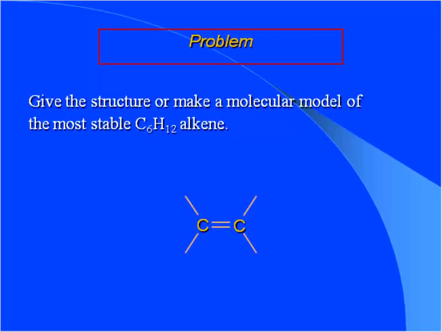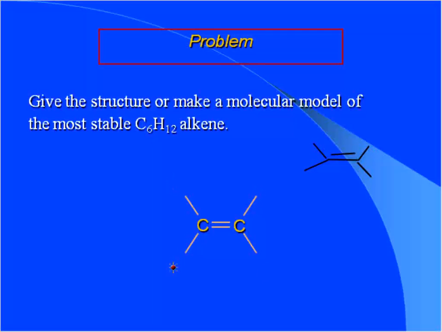Now here is a problem for you to try out. C6H12. There can be so many C6H12. Which one do you think would be most stable? You can use the board if you want. You can do some hit and trial. In fact, that itself is the answer. If you put C, C, C, C, that itself is the answer.